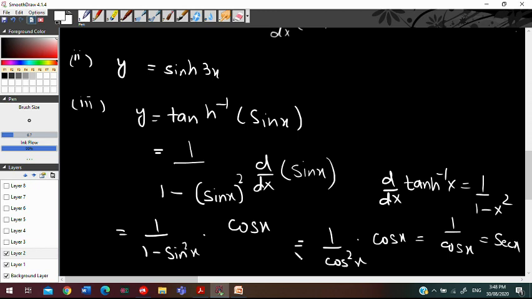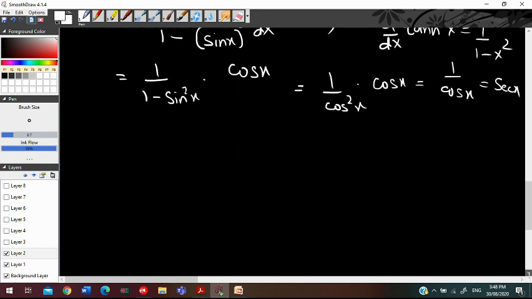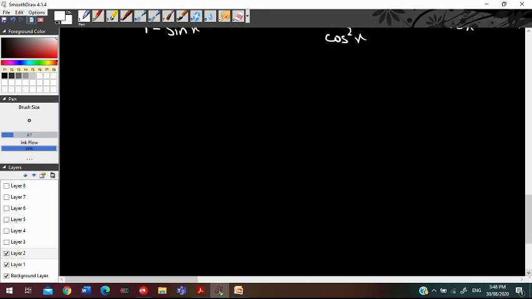And then we have the fourth part. The fourth part is also very simple. The fourth part, in which you have y is equal to sinh inverse of x cube.